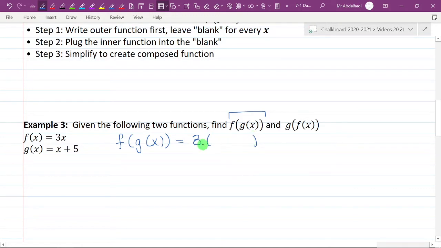Now, I'm not going to keep calling it empty set of parentheses because that's a lot of syllables. So I'm just going to call this thing here, the empty set of parentheses, a blank. So 3x becomes 3 blank, empty set of parentheses. That's the outside function f.